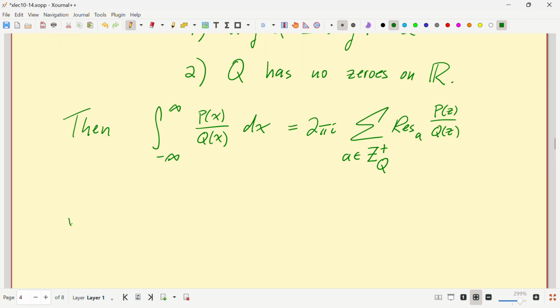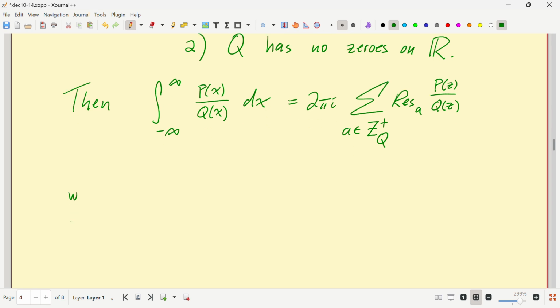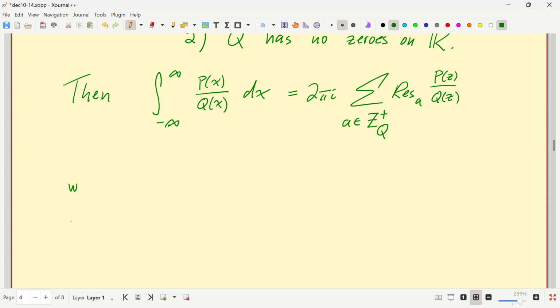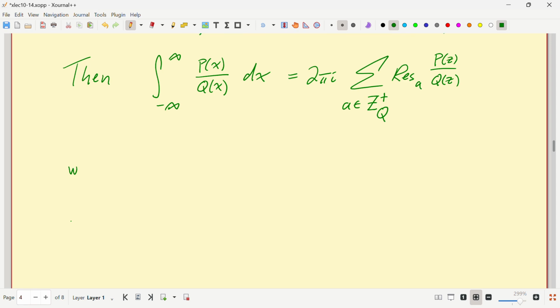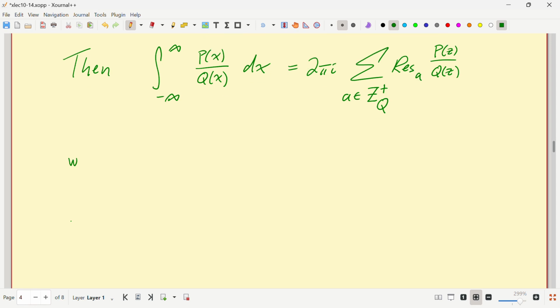Would that be P of A over Q of A? No. The residue is at A. P of Z over Q of Z is the function. So P of Z over Q of Z is a function, and you can calculate the residue at A, where A's are the zeros of Q. That's where the thing would have poles. I guess I'm confused. What is the value of Z? That's the function of Z. It's just emphasizing that it's a complex function of the variable Z. Yeah, it's kind of traditional notation. I guess I could quit that. I don't have to have that there.